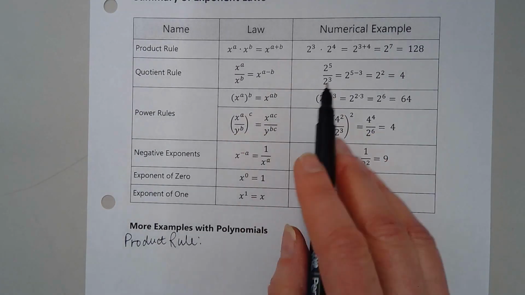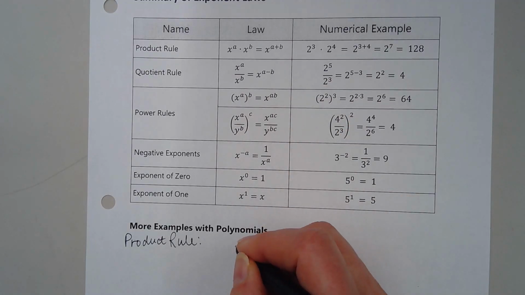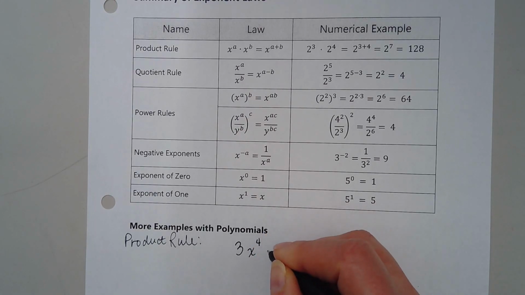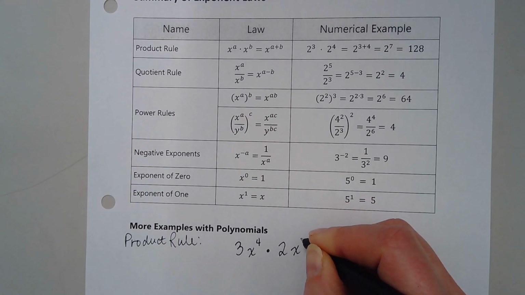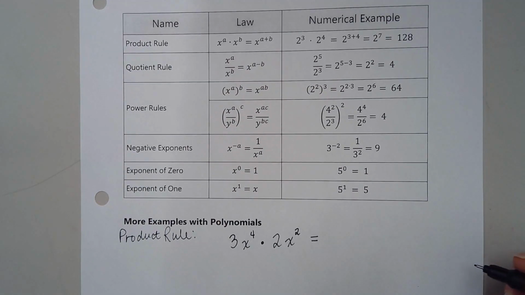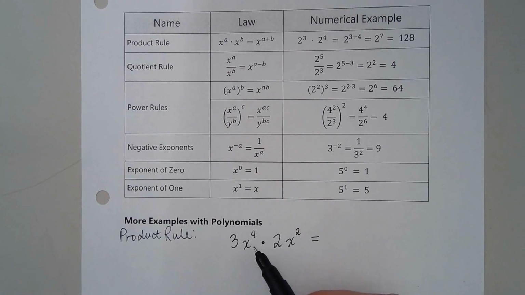And same with x's, right? Like if I had x to the power 3 times x to the power 4, I'd have 7 altogether. Let's try this. What if I had 3x to the power 4 times 2x to the power 2? Okay, what do you think the answer is going to be? 6x to the power 6. 40. How many x's do we have, by the way, altogether? 4 and 2, 6, right?